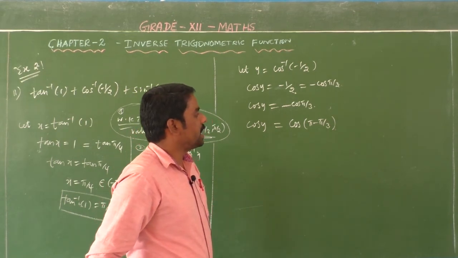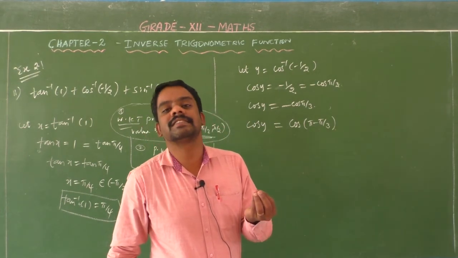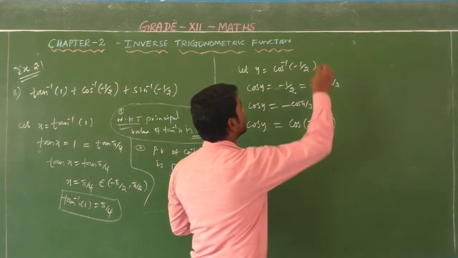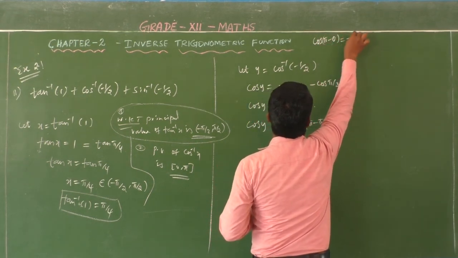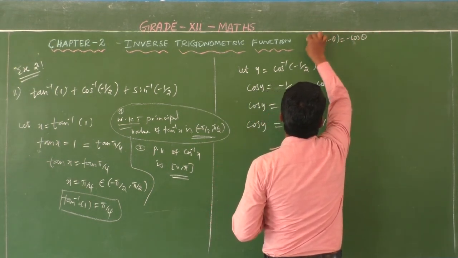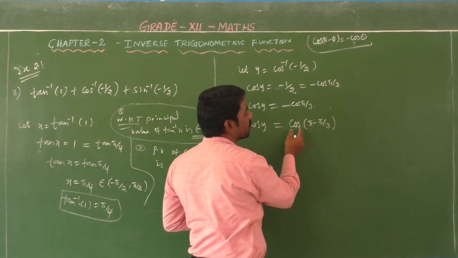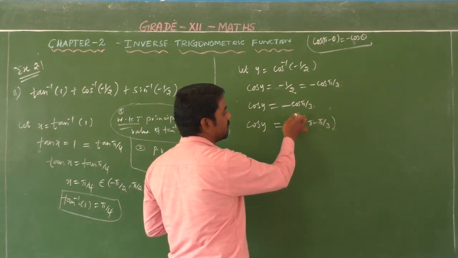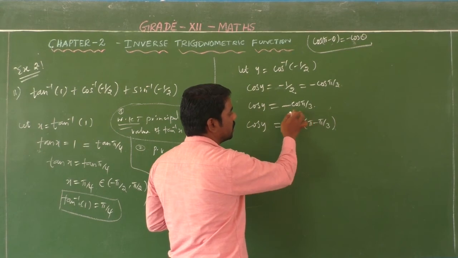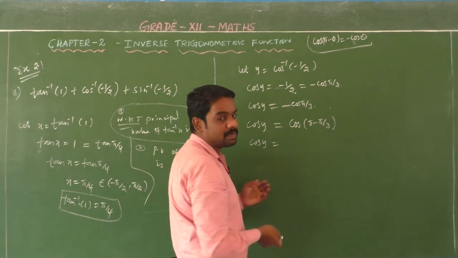So cos of pi minus pi by 3. You know that the cos pi minus theta formula is minus cos theta. So minus cos pi by 3 is written in the form cos of pi minus pi by 3. So cos of pi minus pi by 3 is equal to minus cos pi by 3. So cos y is equal to cos of pi minus pi by 3.